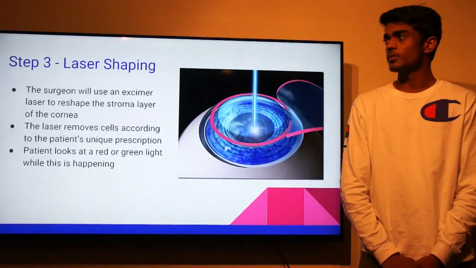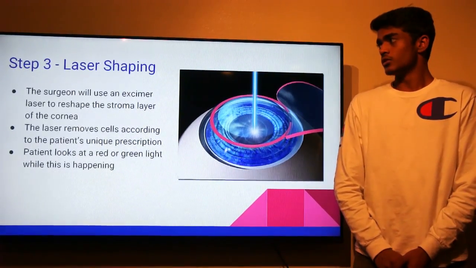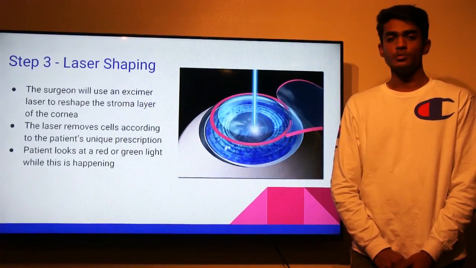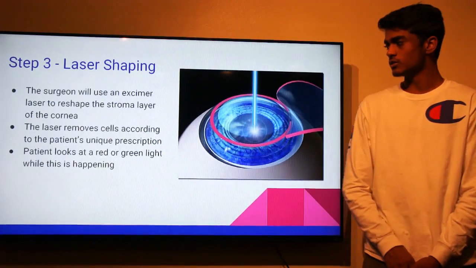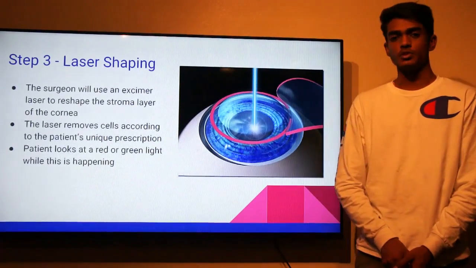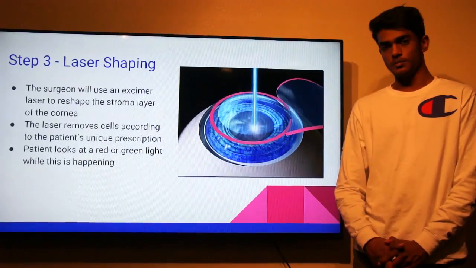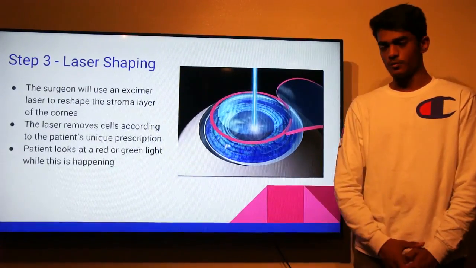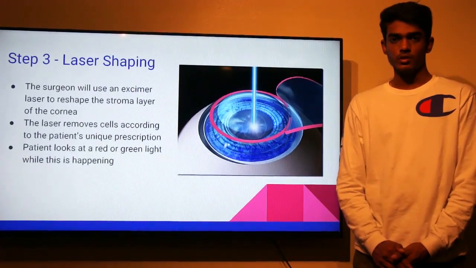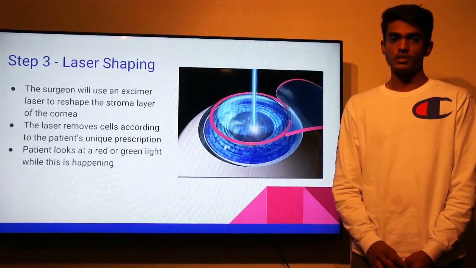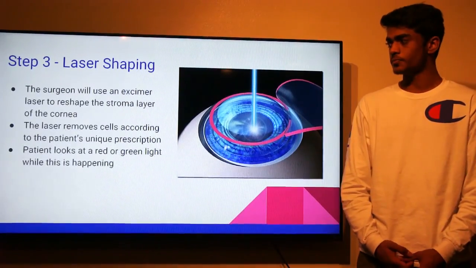The third step is the reshaping of the cornea with a laser. The surgeon will use an excimer laser to reshape the stroma layer of the cornea. The laser removes cells according to the patient's unique prescription that was found with the wavefront technology before the patient actually came in. And during the procedure, the patient might also hear the clicking of the laser or even smell the odor of the laser actually hitting the stroma layer in the eye.